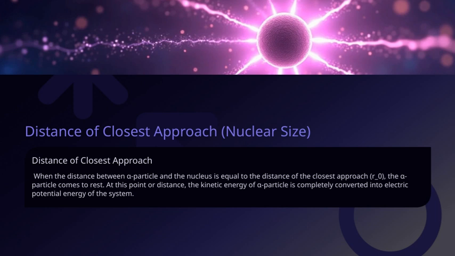interaction. The distance of closest approach, or R0, is significant because it gives us a measure of how close the alpha particle can get to the nucleus before it stops, indicating the strength of the electrostatic forces involved. It's also important to note that this distance of closest approach is often comparable to the size of the nucleus itself, which we refer to as the nuclear size.